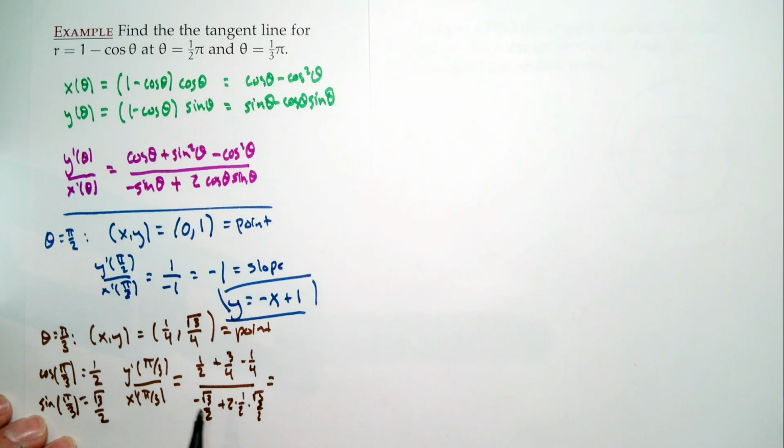What do we have upstairs? A half plus 3 fourths minus a fourth. What does that turn out to be? 1. What do we have downstairs? The 2's cancel there, so it's minus square root of 3 over 2 plus square root of 3 over 2, which is 0. Now, 1 over 0 means what? No! 0 over 0 means more work. What does 1 over 0 mean?